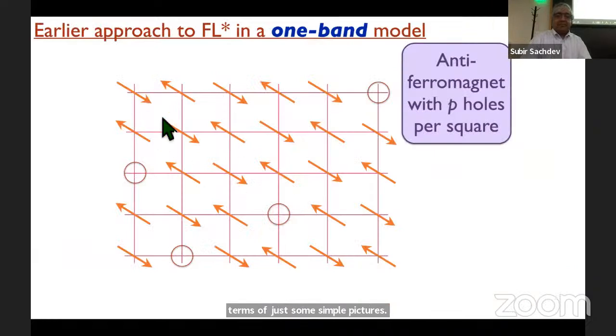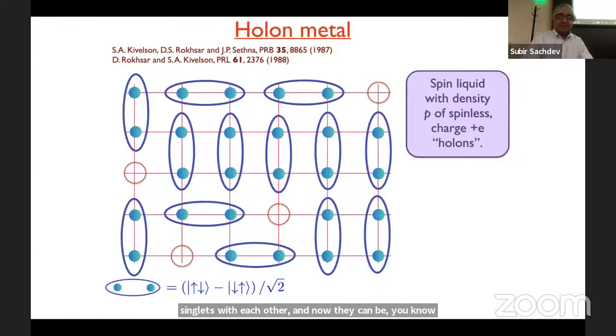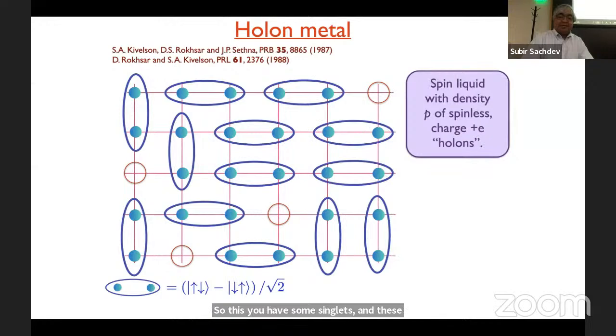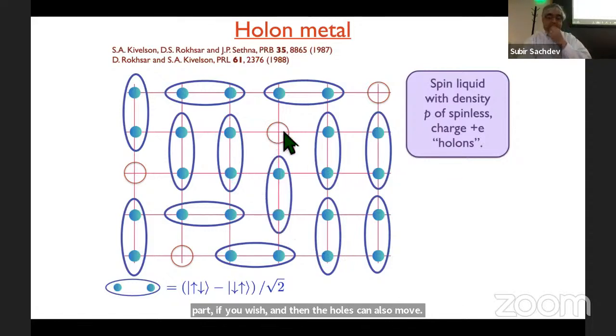Okay, so let's start with the antiferromagnet, and we put in some holes. And now, of course, we know that once you put in 5% of holes, the antiferromagnetism disappears. So we can make it disappear by having the spins form singlets with each other. And these singlets can resonate with each other. And so that's the spin liquid part, if you wish. And then the holes can also move. So this is a charged object carrying no spin, and so it's sometimes called a holon.